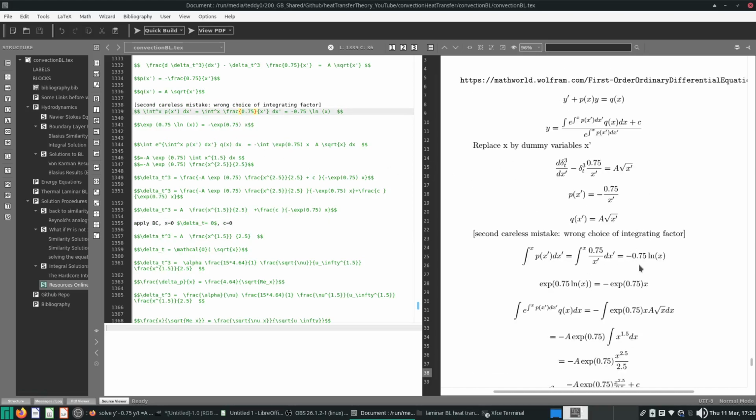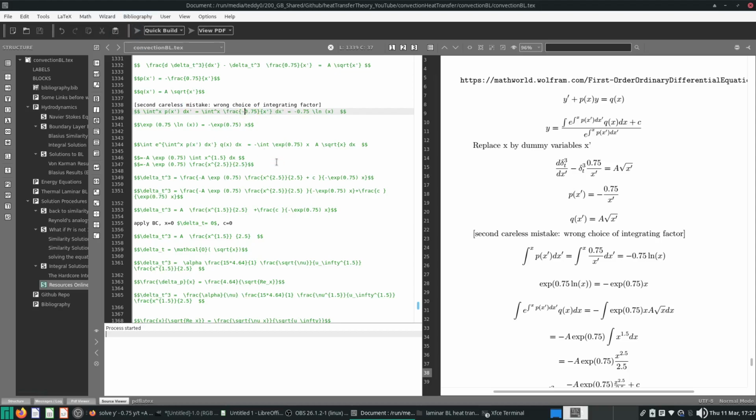Not only were the integrating factors wrong, I forgot the factor of 2 in front. Let's see, this one, it should be a minus here. So that's the thing.